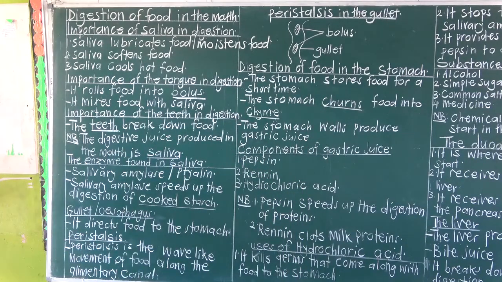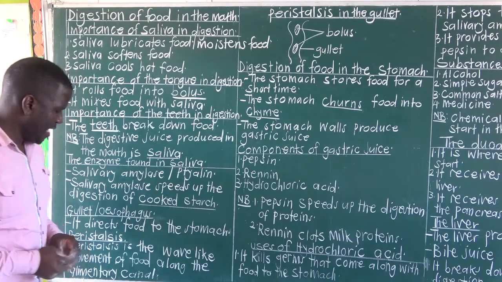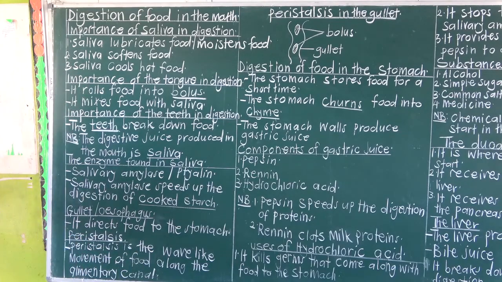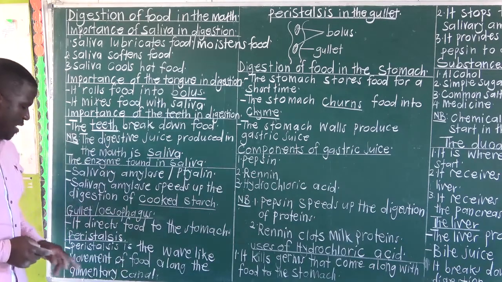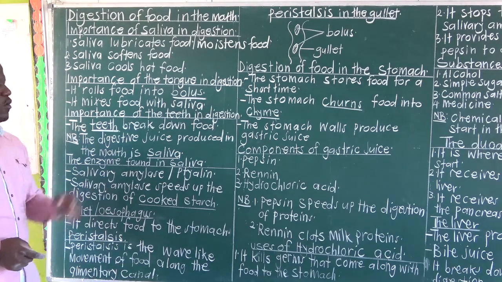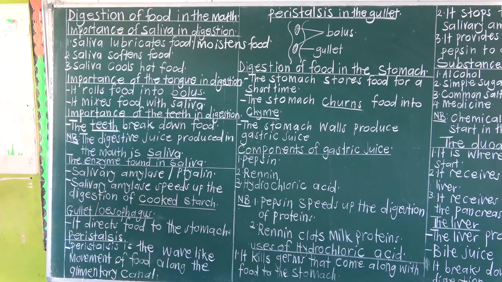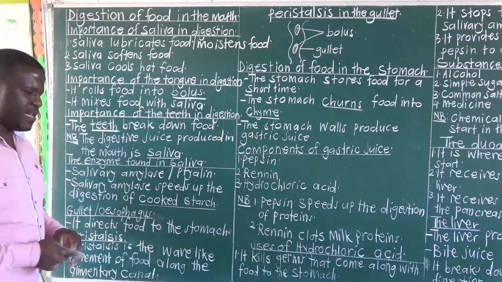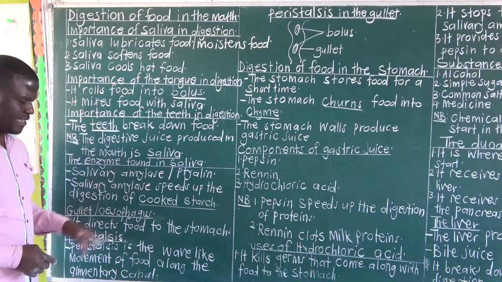Peristalsis is a wave-like movement of food along the alimentary canal. So, the gullet or esophagus is part of the alimentary canal. So food from the mouth moves to the stomach by the process called peristalsis.